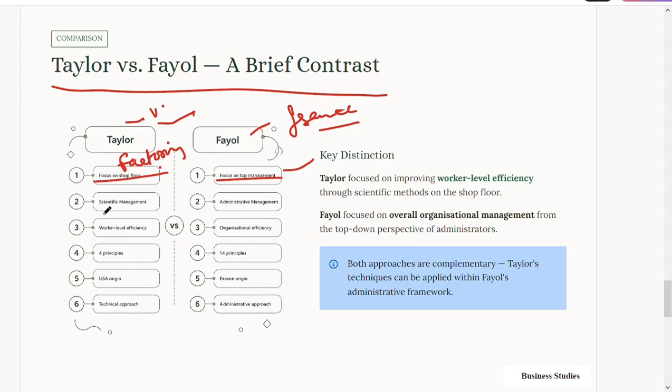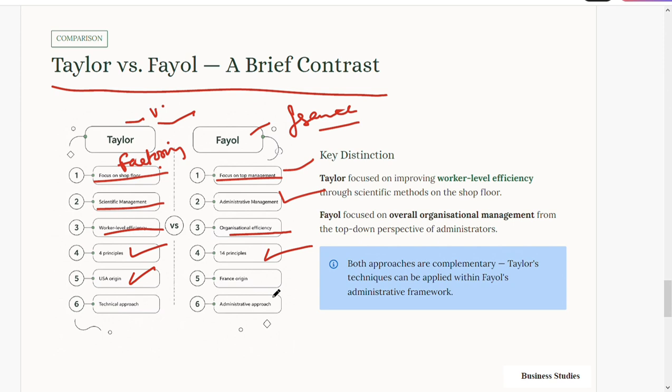His principles are called scientific management, whereas Fayol's principles are called general principles of management or administrative management, because he is looking from the top, so he has given the general principles of management. Taylor's principles are related to worker level efficiency, right? Whereas Fayol's principles are related to organization efficiency. Taylor has given 4 principles, whereas Fayol has given 14 principles.